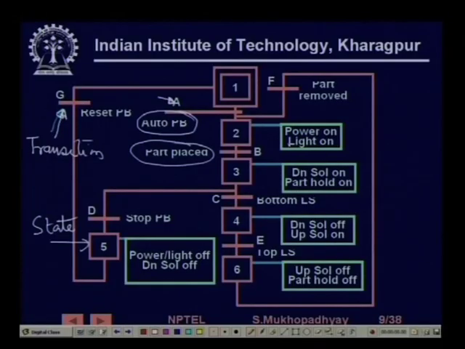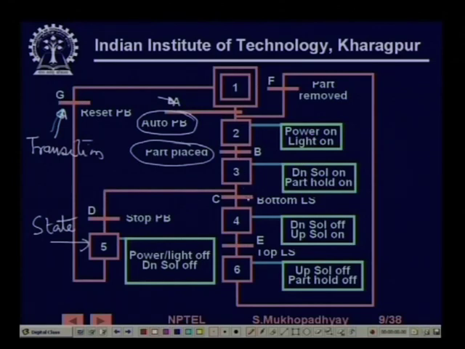On the other hand, these green rectangles indicate which outputs are on at each state. For example, in state 1 nothing is on, none of the outputs are exercised, while in state 2 the power and light are on. In state 3 the down solenoid is on, this is the state when the RAM is coming down. So, this is the initial state, here the system is switching on the power and the light and possibly waiting for the part placed signal to come. It might spend some time here, then it is coming down, so it takes time there.